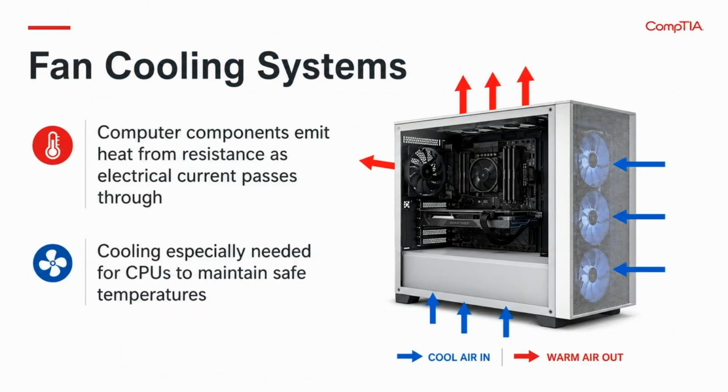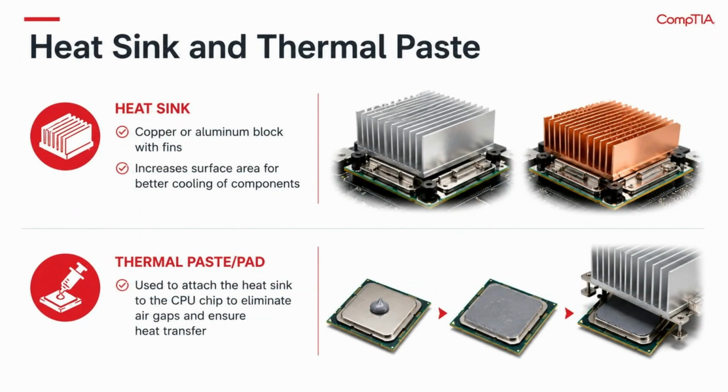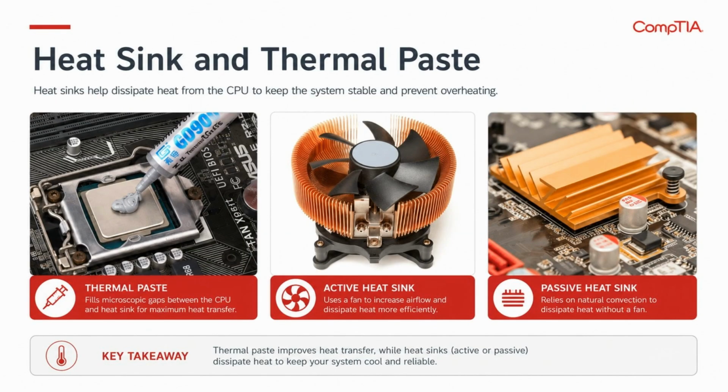Every electronic component generates heat due to electrical resistance. Effective cooling is essential, particularly for the CPU, to keep the hardware within its safe operating temperature range and prevent performance throttling or damage. A heatsink, typically made of copper or aluminum, uses fins to increase surface area for better heat dissipation. Thermal paste is then applied between the CPU and the heatsink to bridge microscopic air gaps and ensure efficient heat transfer. There are 2 main categories of cooling: passive and active.